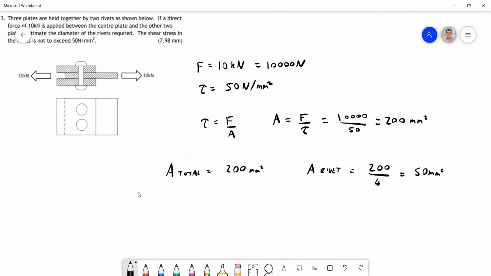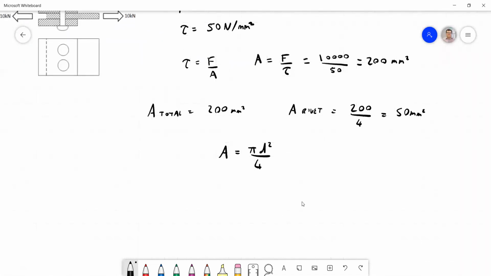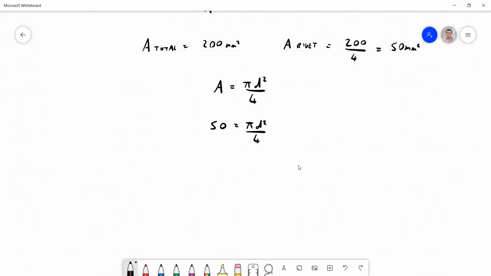Now, we're asked to find the diameter of the rivet. If we know the area of the rivet, finding the diameter is a matter of using this formula: area is equal to pi d squared over 4. We're choosing to use this version because we're asked to find diameter. Entering 50 for the value of A, 50 is equal to pi times d squared over 4. You're also welcome to transpose the formula beforehand if you prefer to get a formula for d. This works too. We're going to get 4 times 50 divided by pi is equal to d squared. And so d is equal to the square root of 4 times 50 divided by pi.